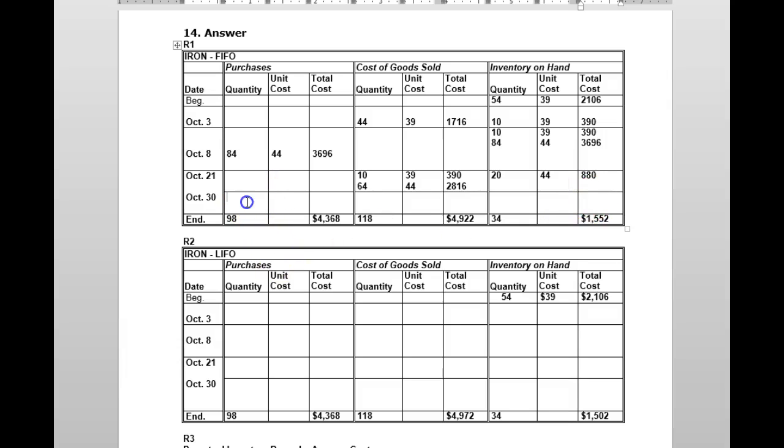October 30th, you purchased more. And you will handle that one just like you did this. 14 at 48 at a cost of $672. So now you're going to bring this 20 layer down into here. So you have 20 here with its cost, and you have 14 here with its cost.